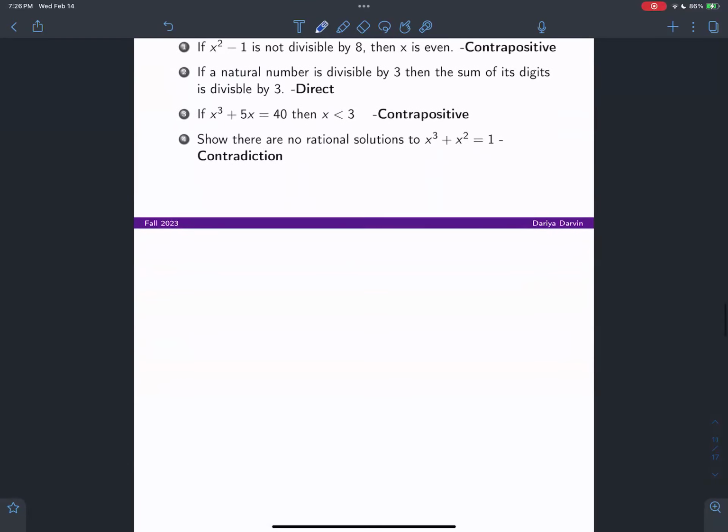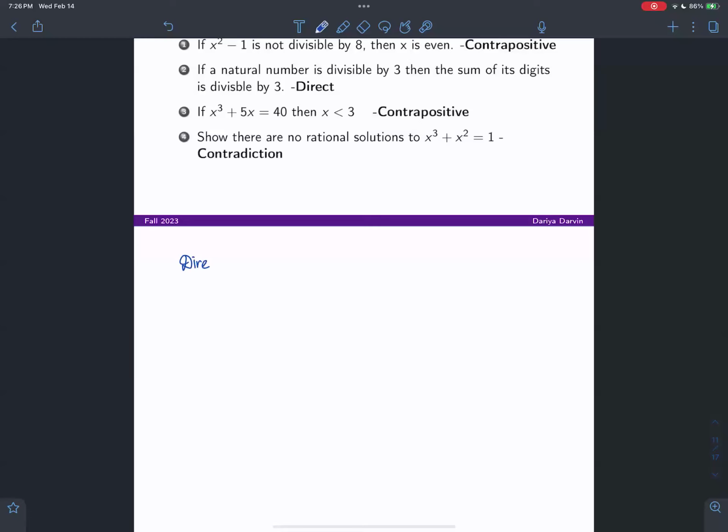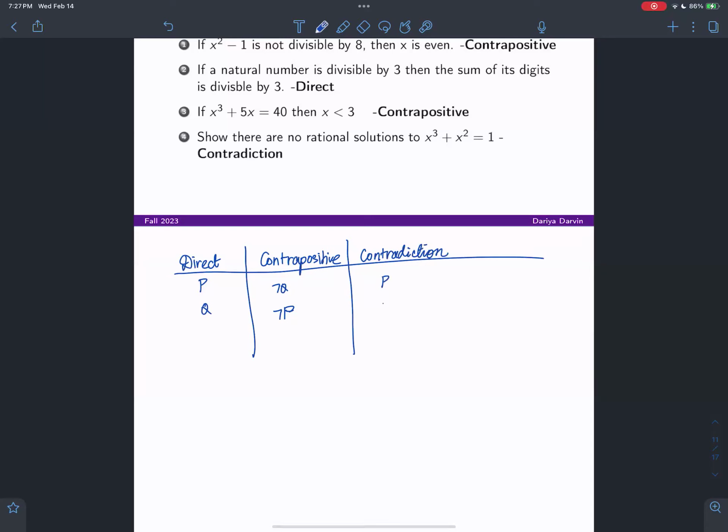So let's first see. In direct proof, remember, we were talking P implies Q. So in direct, we are using P and Q. In contrapositive, I am working with not Q implies not P. So I work with not Q and not P. In contradiction, I assume P and not Q is true, which means I work with P and I work with not Q. So you can see all three of them are working with a different pair of statements.